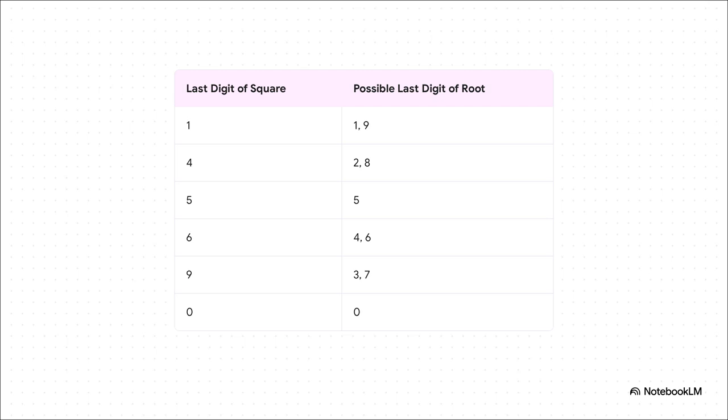So notice how some of them are paired up, right? A square ending in 1 means its root has to end in a 1 or a 9. If it ends in 4, the root ends in a 2 or an 8. Just noticing this is the key to the whole shortcut.